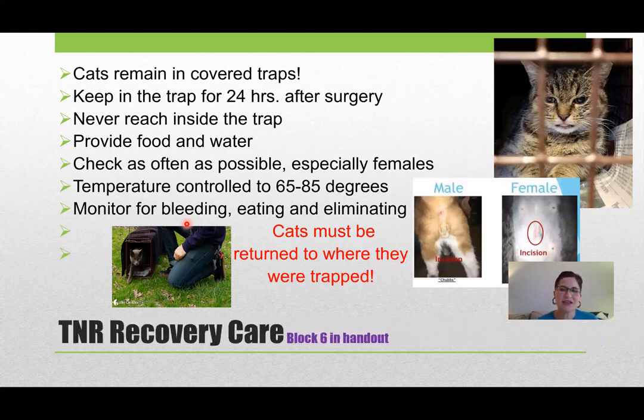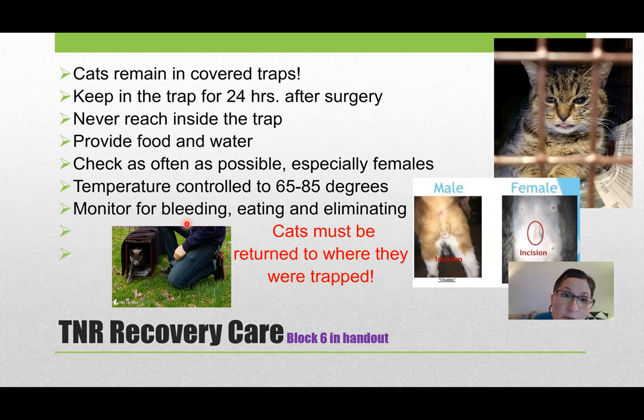Okay. So TNR recovery care, so we're almost towards the end. How is it different as opposed to house cat care, if you will? Cats are going to remain in covered traps. So when you get the cat back, they are still going to be in the trap. The veterinary technicians at the clinic will actually clean out the cage, so you don't have to worry about that. They'll already have clean newspaper, puppy pads, whatever it is they use.